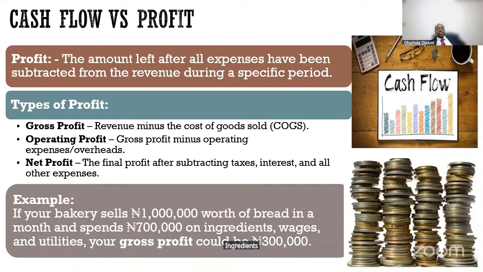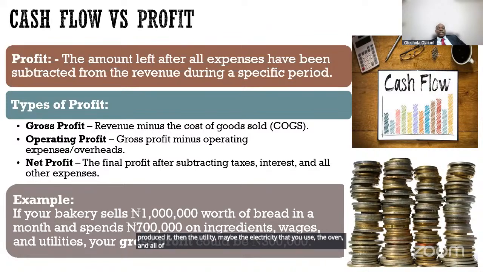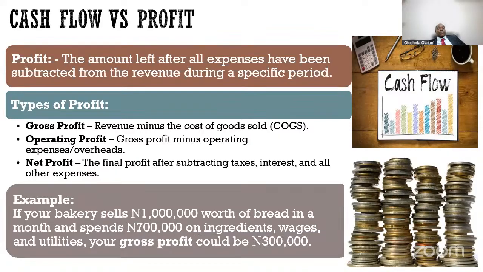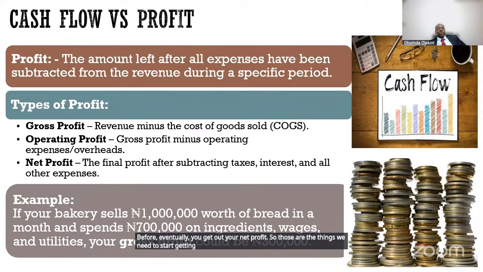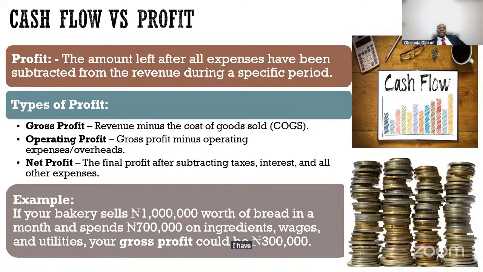The ingredients that directly went into it, the wages of the labor that produced it, then the utility, maybe the electricity you use for the oven, all of that went into it to give you your gross profit. But that 300,000 is not your full profit. So you still have to deduct some other expenses from it before you eventually get to your net profit. So those are the things we need to understand so that after paying some bills, you don't say, I have 300,000, and start spending money as if you have money. You might not have anything because you have not paid some of your important bills.